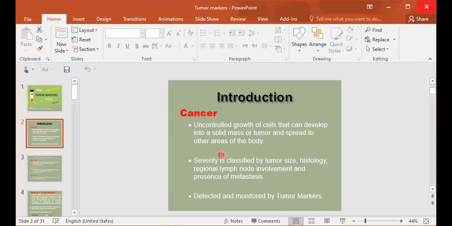But if there is any defect or any mutation in any tumor suppressor gene or in any proto-oncogene such that it developed an oncogene, this will lead to uncontrolled growth or uncontrolled cell division, and the cells multiply really high until they form a solid mass or tumor.